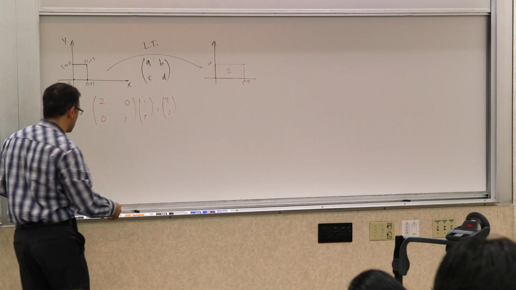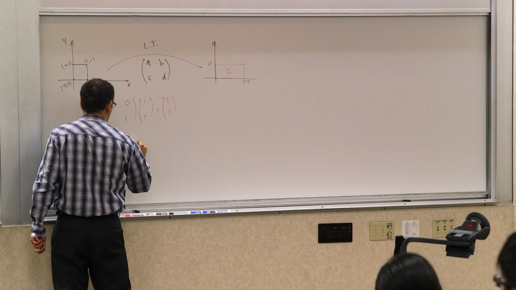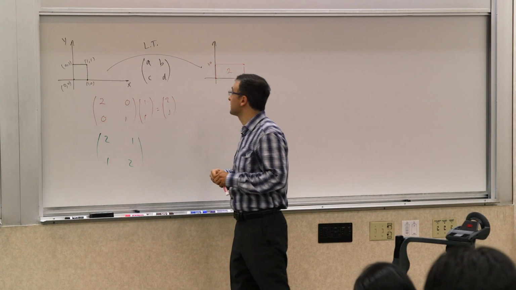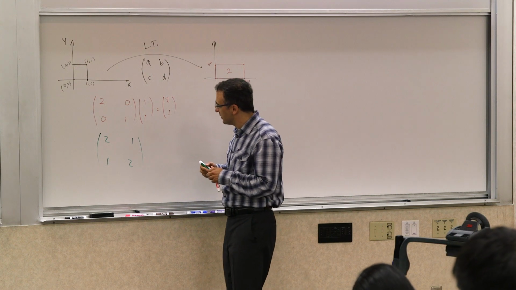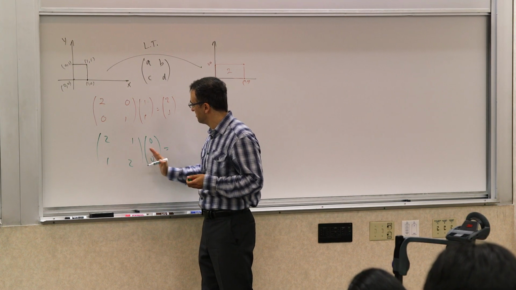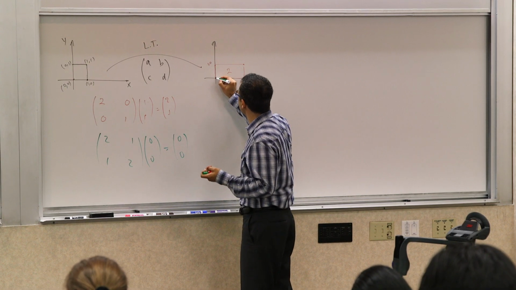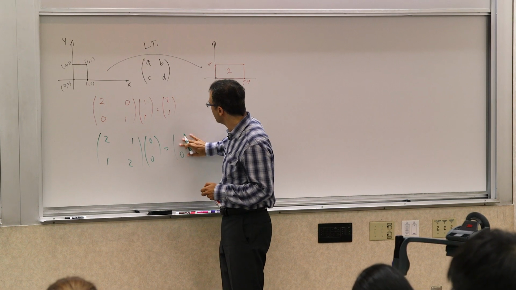Okay, yeah, 2 more. This is a little bit more. So let's do 2, 1, 1, 2. So let's say this is our new transformation, right? What is it going to do? What is it going to do to point 0, 0? 0, 0, right? So 0, 0 is going to stay where it is.